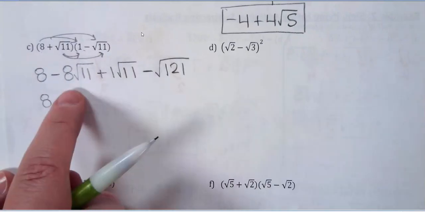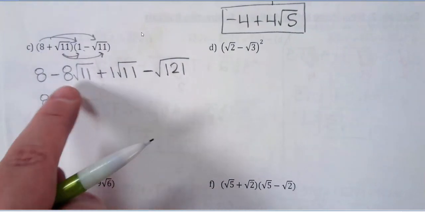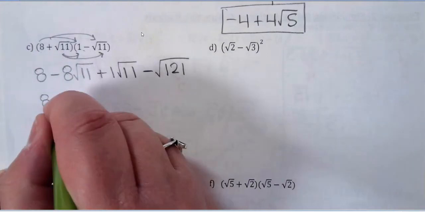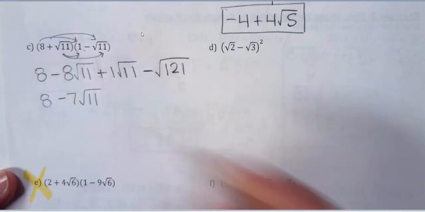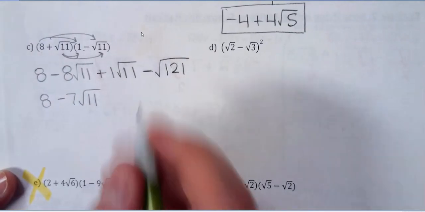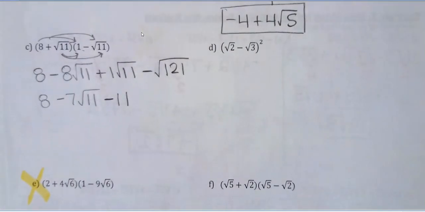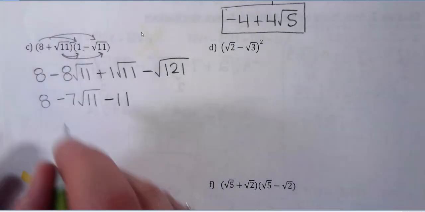In the middle here, I do have radicals. This is negative 8 roots of 11 plus a square root of 11, so you're going to have negative 7 square roots of 11. The term on the end is a perfect square. If you take the square root of 121, which is negative 11. The only other thing I could do there, I can combine the 8 and negative 11 together. So 8 minus 11 is just going to give you negative 3.